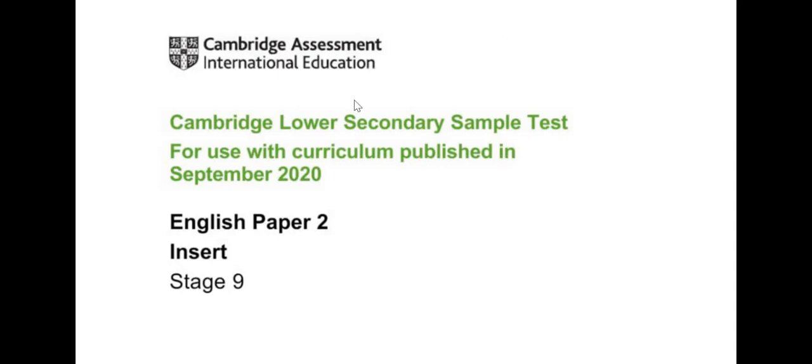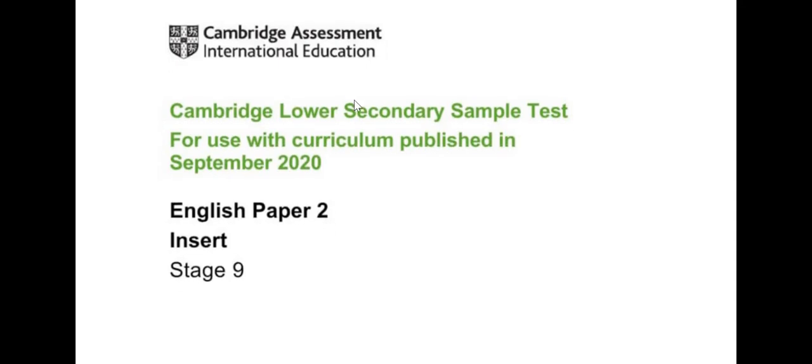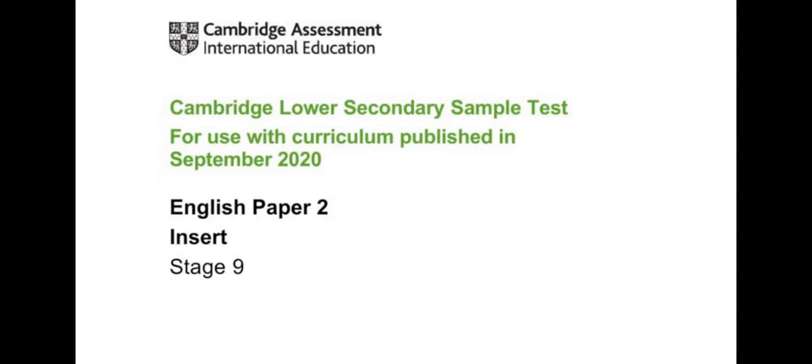Hi guys, today we're going to discuss Cambridge Assessment International Education for lower secondary, the sample test for the curriculum published in September 2020. It's English paper 2. The total duration for this paper is 1 hour and 10 minutes: 10 minutes used for reading the insert, 30 minutes for section A and another 30 minutes for section B.